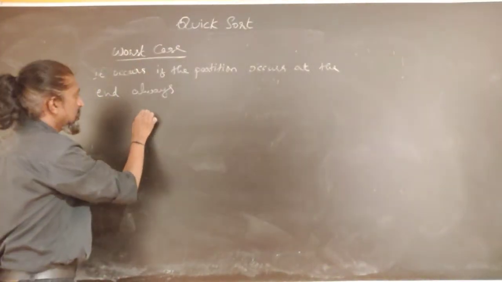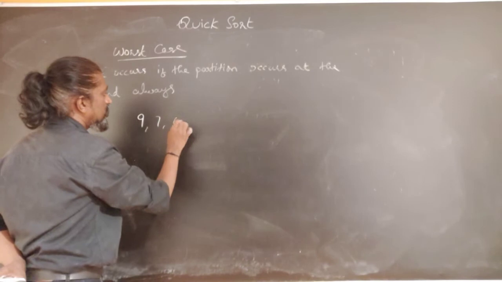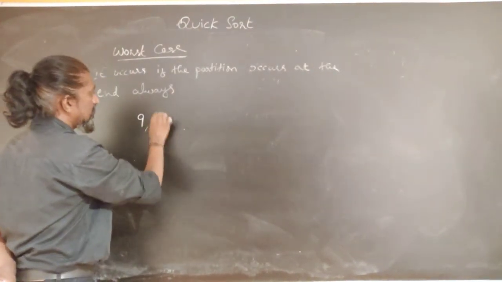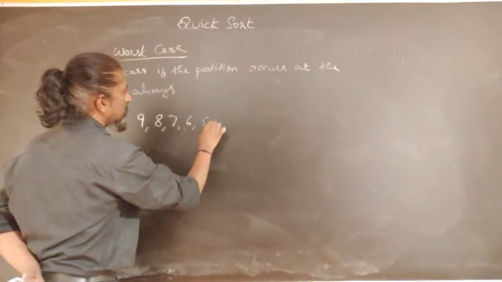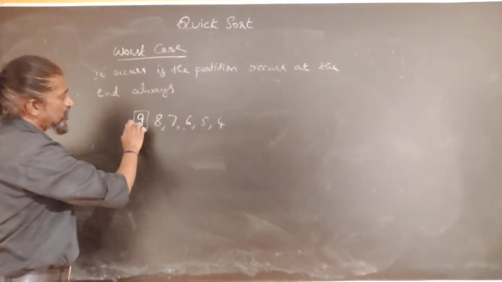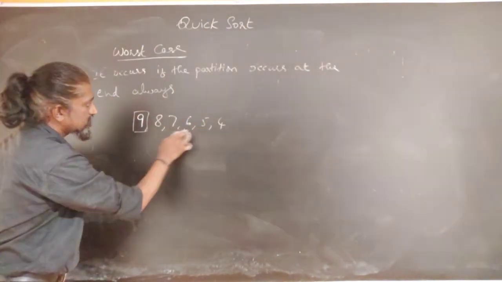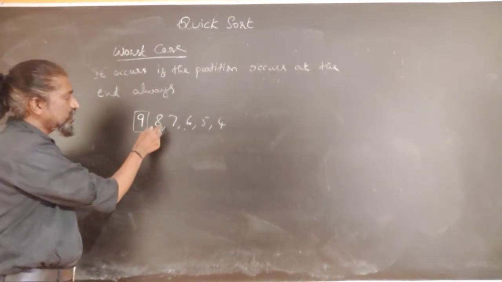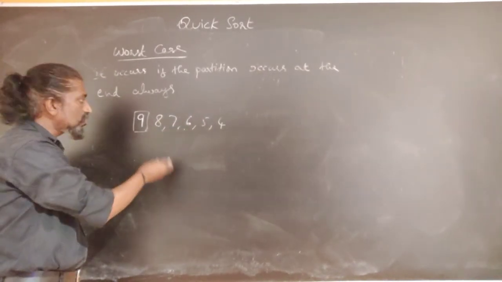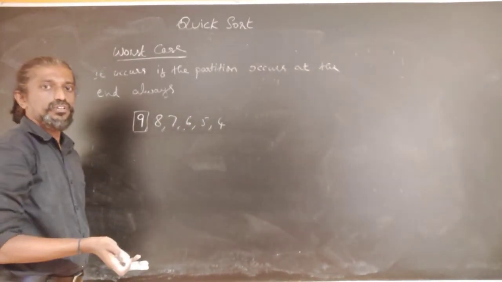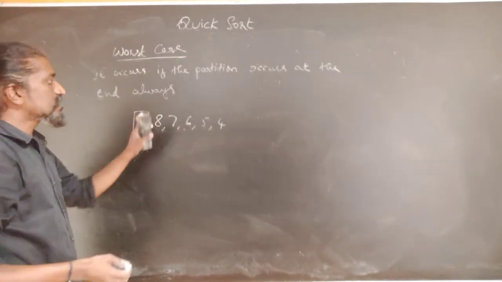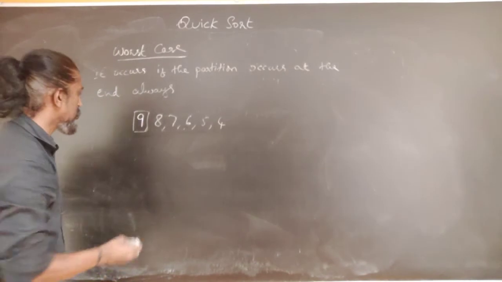Okay, something like 9, 8, 7. We'll take them in descending order: 9, 8, 7, 6, 5, 4. If we take 9 as the pivot first, 9 will be placed here and all these elements will be less than the pivot. Then when we take 8, 8 will be placed here and all the elements to the left will be smaller than it. So the other side we will not have any elements at all. There will be zero elements. So this is when the worst case occurs in the quicksort algorithm.